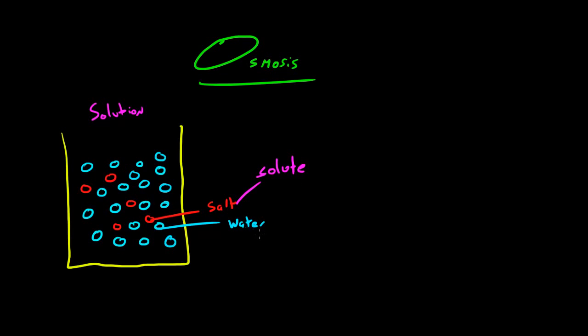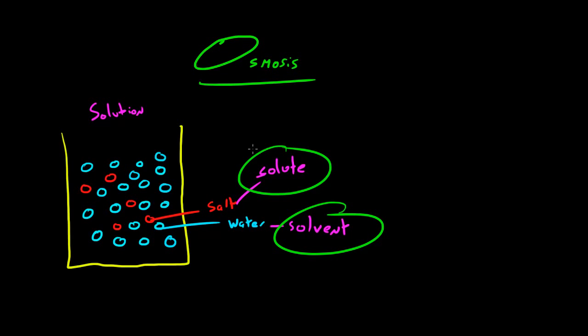Simple enough. Now the water also has its own word, and this is called the solvent, S-O-L-V-E-N-T. So basically, whenever you have a solution, one of the substances does the dissolving, which is the water, and the other substance dissolves inside it, which is the salt or the solute. Alright, so now we got that done. A solution basically has a solute, which is the little thing that dissolves in the bigger solvent.